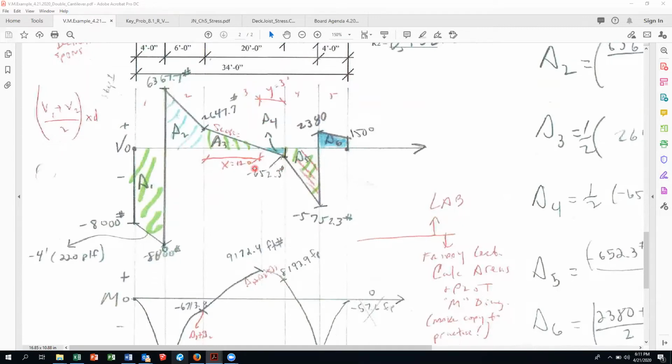So figure that out. Here, you can figure out this distance, and that is 652.3. It's negative, but it's going to go from minus 652.3 up to 0. So it's minus 652.3 divided by that same slope of 220 pounds per foot. So I'm just going to fire up that number. So 652.3 divided by 220 is around 3 feet. So that's how you study for the shear moment diagrams.